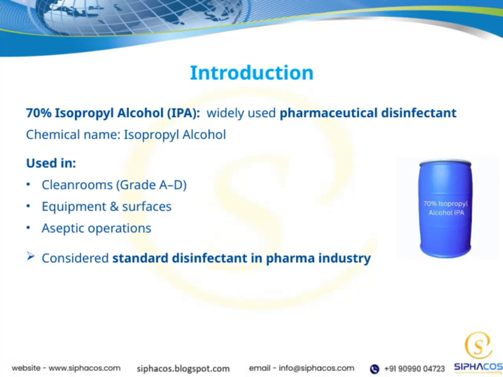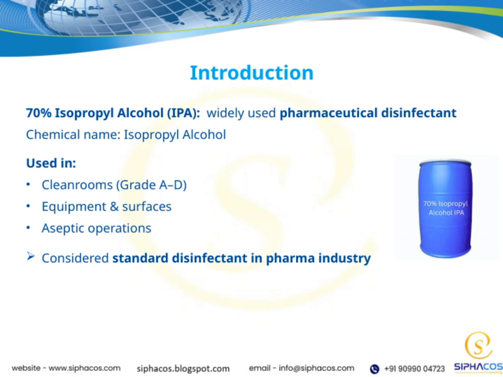Let's start with the introduction. Today, I want to talk about a key disinfectant used extensively in the pharmaceutical industry. That is 70% isopropyl alcohol, or IPA for short. It's widely recognized as an effective disinfectant in various pharmaceutical settings. The chemical name, of course, is isopropyl alcohol.